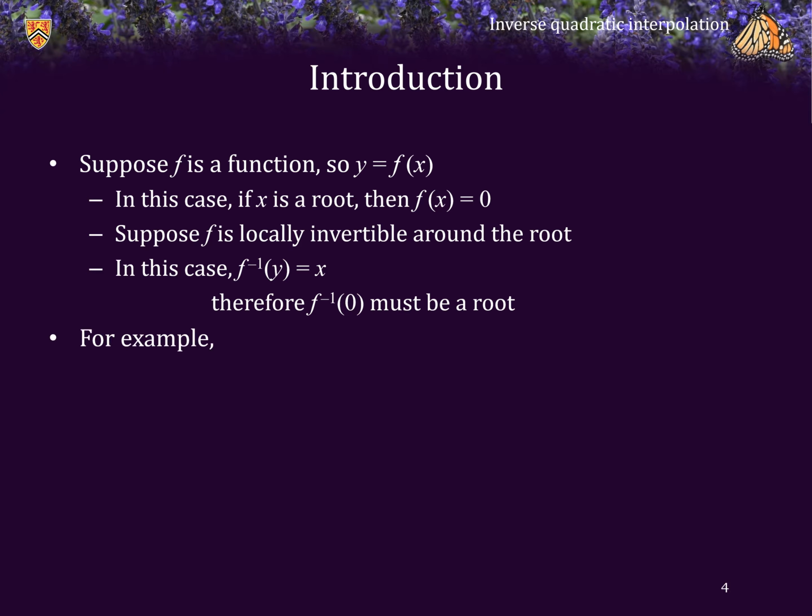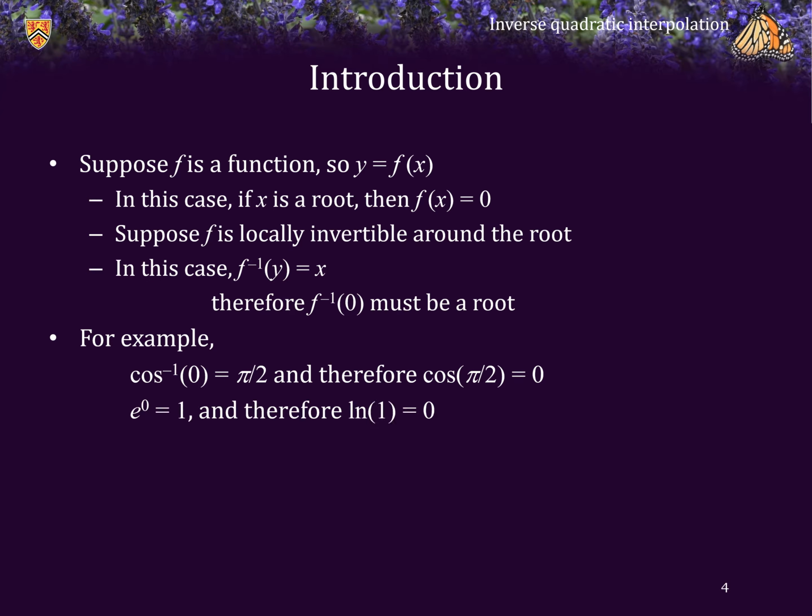All right. So, for example, the inverse cosine of 0 is equal to pi by 2, and therefore cosine of pi by 2 is equal to 0. e to the 0 is equal to 1, and the exponential function is the inverse of the logarithmic function. So if e to the 0 is equal to 1, then ln of 1 must be 0. So 1 must be a root of the natural logarithm.